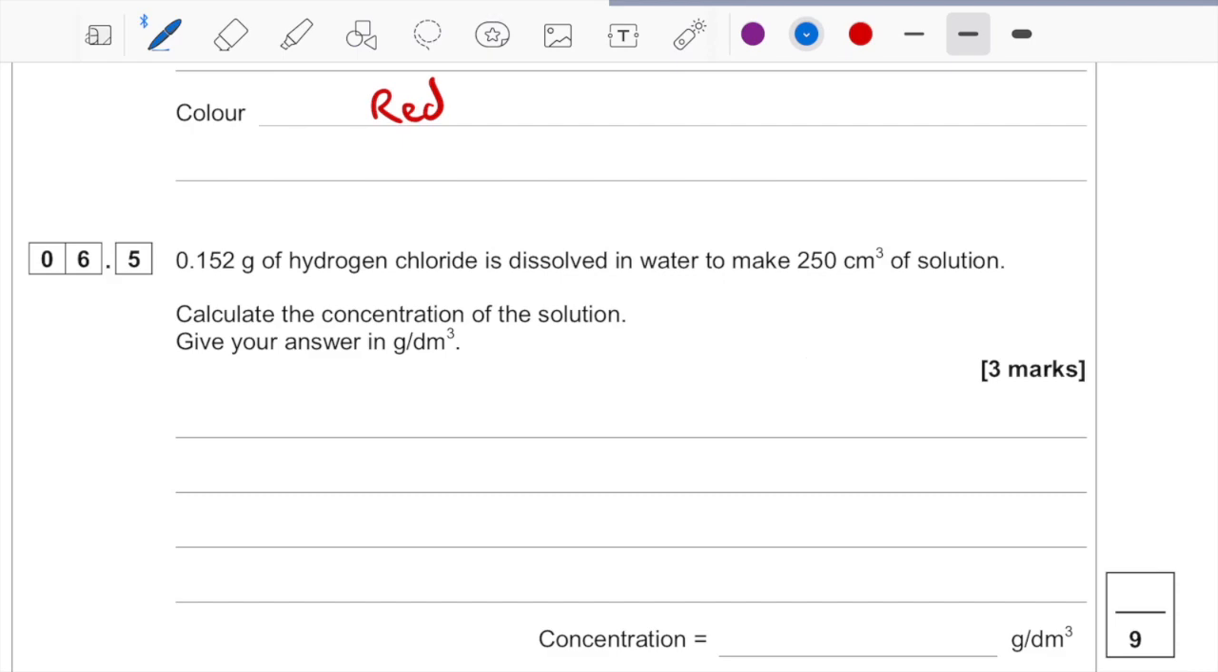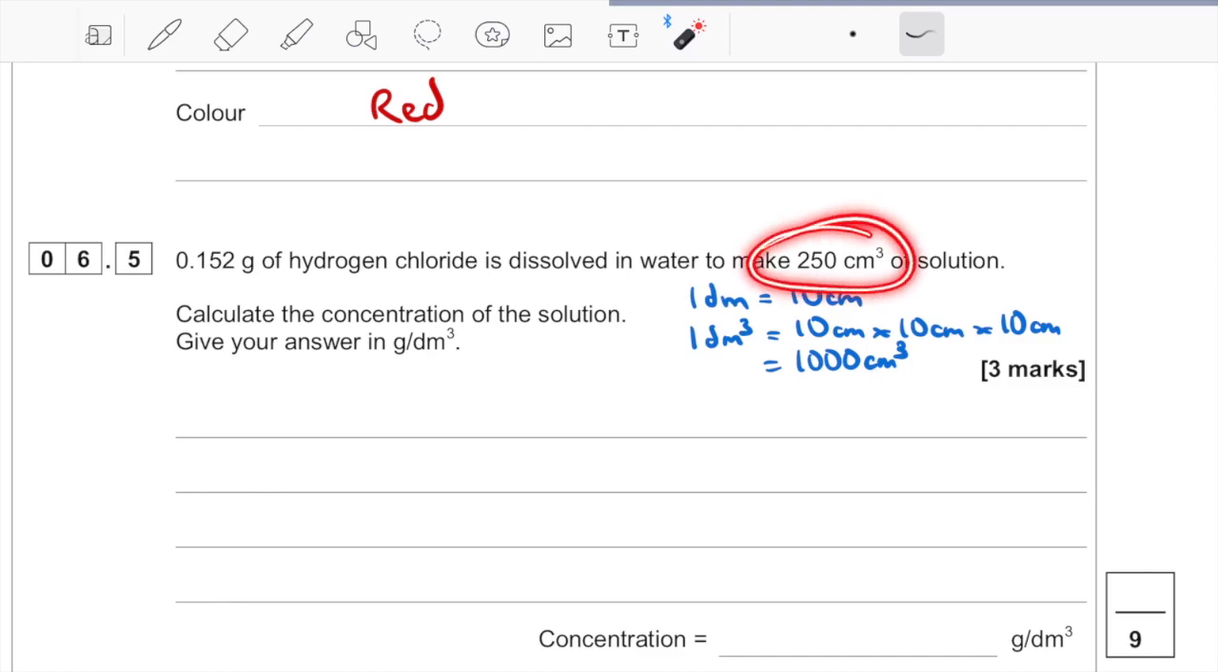So 1 decimeter equals 10 centimeters. So 1 decimeter cubed must equal 10 centimeters times 10 centimeters times 10 centimeters, which equals 1,000 centimeters cubed. So we do not have 1,000 centimeters cubed. We only have 250. So we have a fraction of a decimeter.